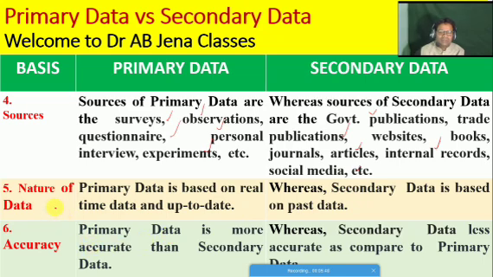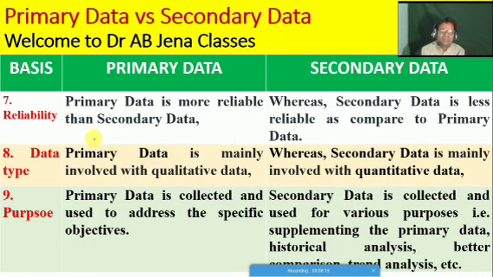Next basis of comparison is the nature of data. Primary data is based on real-time, up-to-date data, whereas secondary data is based on past data. Next is accuracy. Primary data is more accurate than secondary data, whereas secondary data is less accurate. Next, reliability. Primary data is more reliable than secondary data, whereas secondary data is less reliable. Next is the data type. Primary data mainly involves qualitative data, whereas secondary data mainly involves quantitative data, meaning numbers, whereas qualitative features are perception, feeling, liking, disliking, etc.